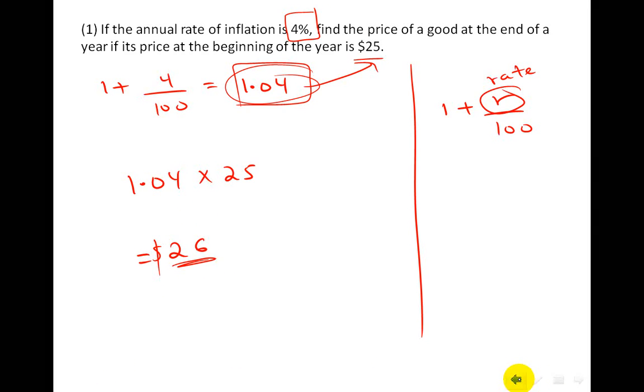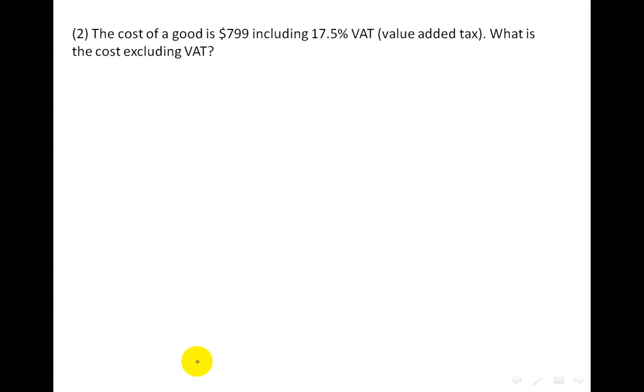Okay, let's see another example. The cost of a good is $799 including VAT, value added tax. What is the cost excluding VAT? So we want to know what is the cost before the tax. Take care here, it is before the taxation.